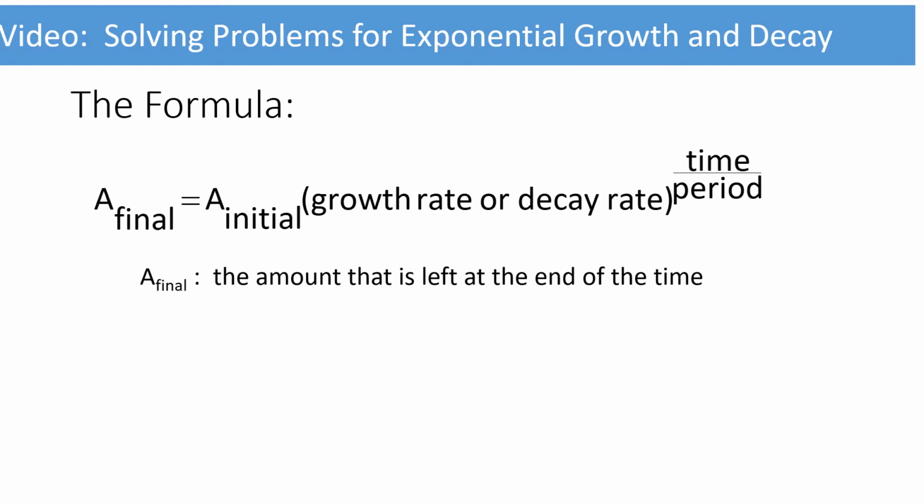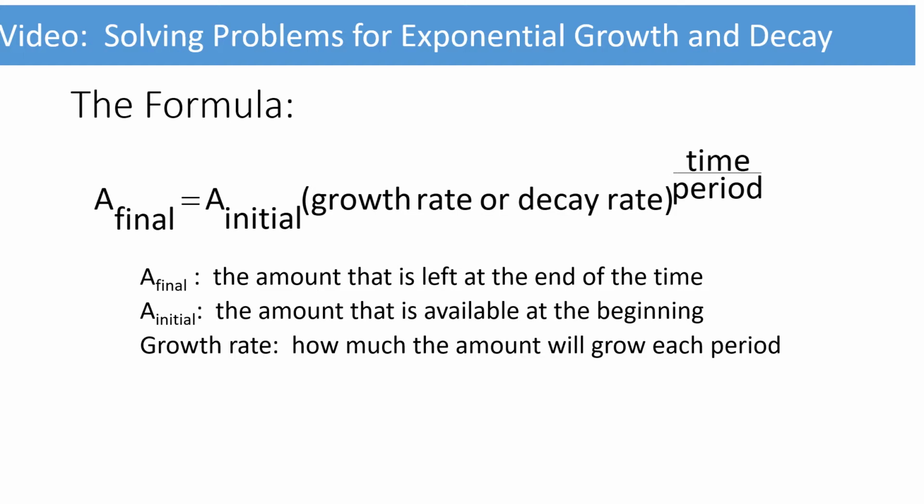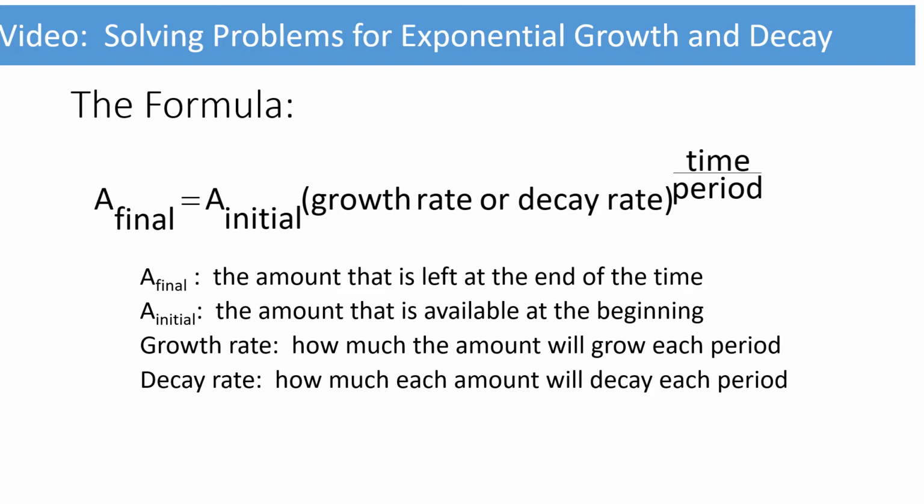The final amount is the amount that you're left with at the end of the time that you're measuring over. The initial amount is how much you have available at the beginning of the time period that you're measuring. The growth rate is how much the amount will be growing over each period. It will double, it will triple, it will go up by 3%, it will decay by 1/2. Those are examples of growth rates.